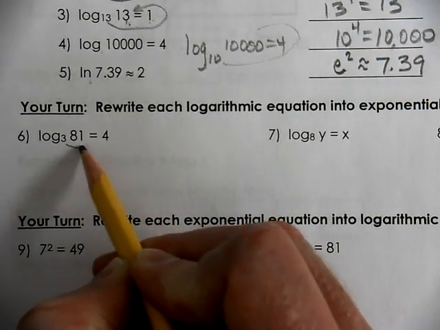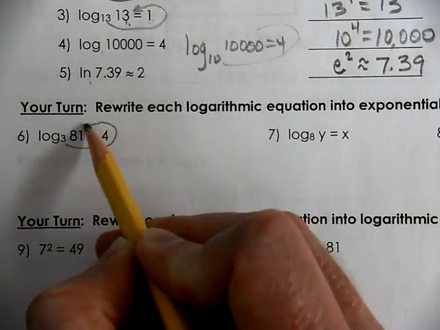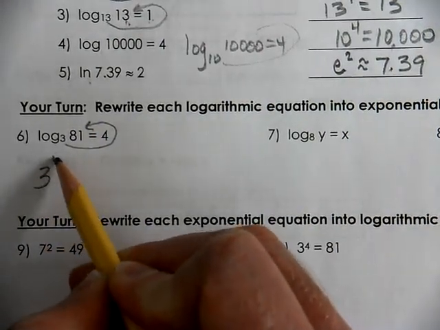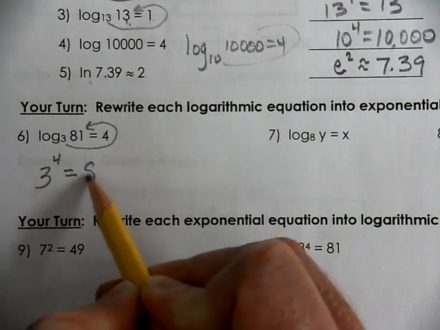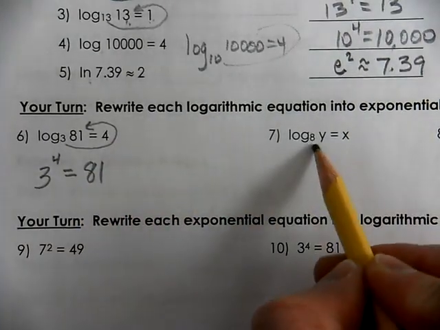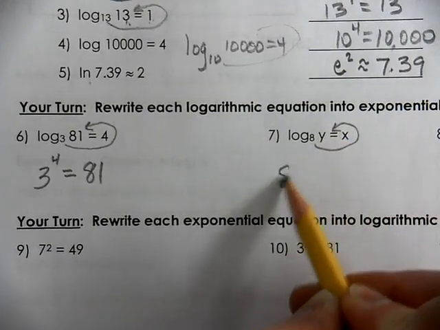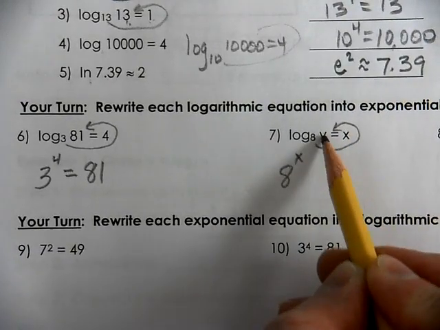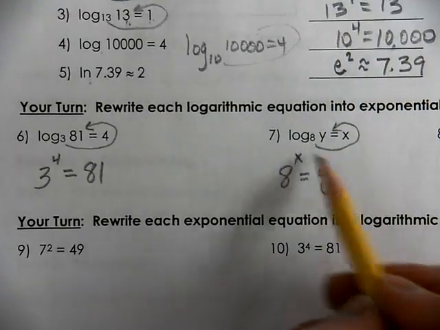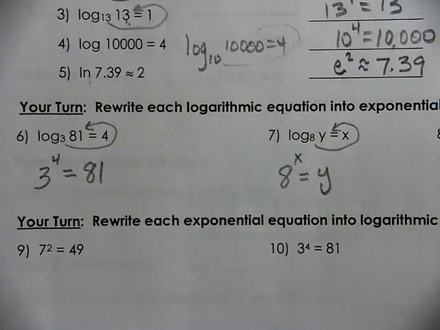So we're going to take the base of 3, the exponent of 4 equals 81. 3 to the fourth power equals 81. We wrote the logarithm in exponential form. 8 to what power is going to equal y? That would be the order if we had all these variables in it.